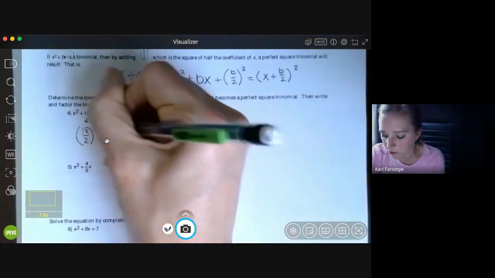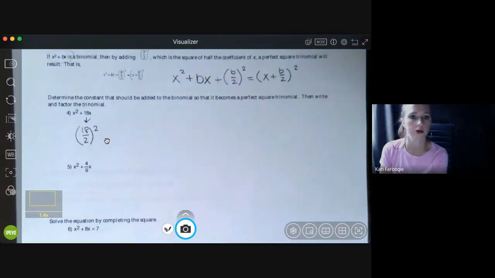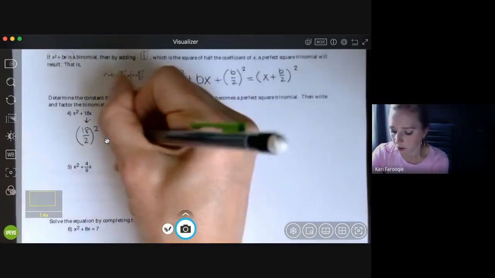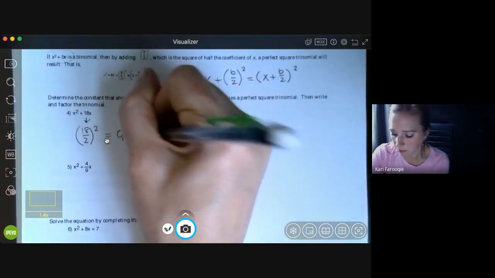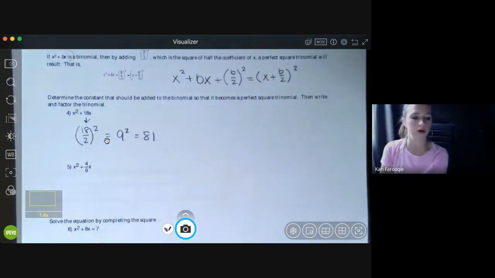Once we take half of that quantity, we're going to square it. So we're always taking half of the coefficient of x and squaring it. Half of 18 is 9, and 9 squared is 81. So we're taking our binomial and we're turning it into a perfect square trinomial.